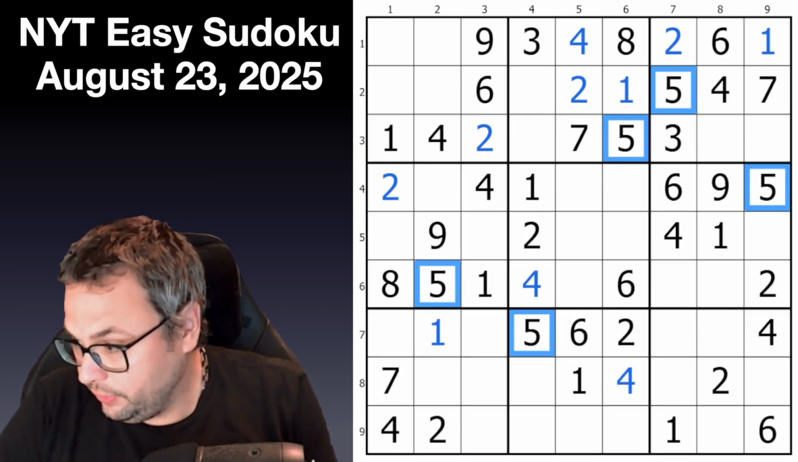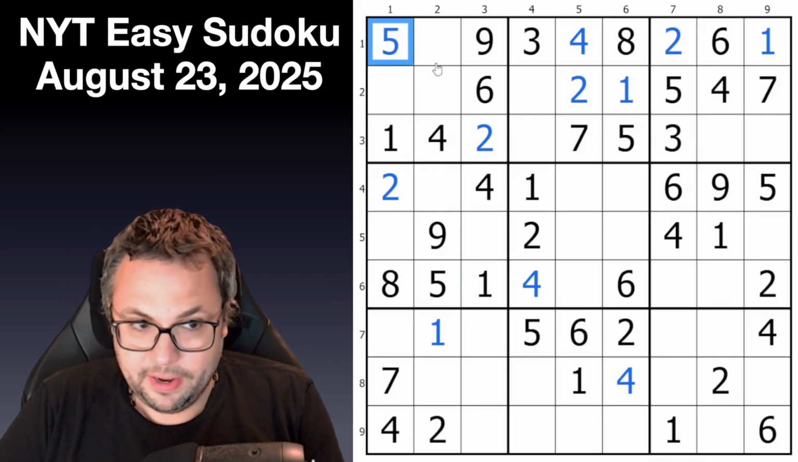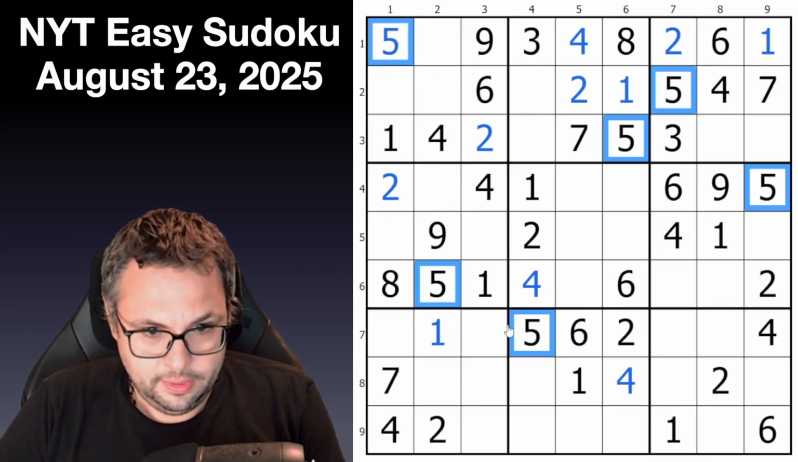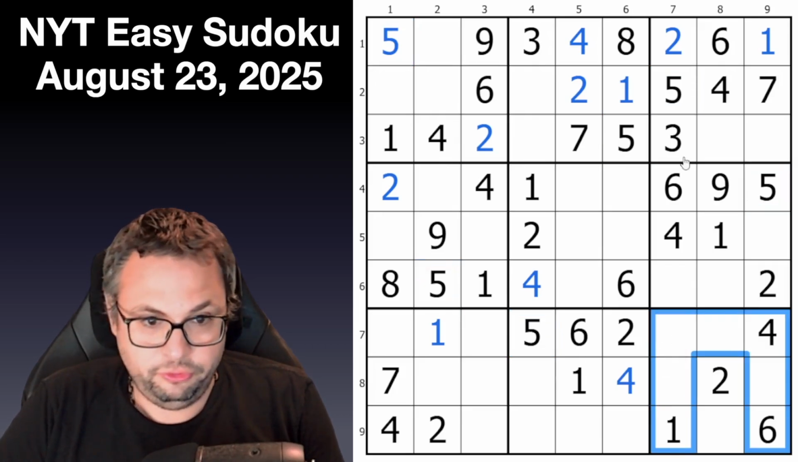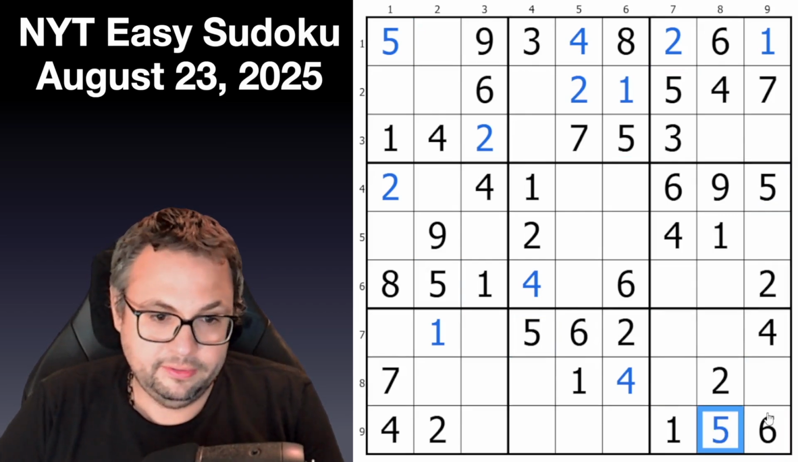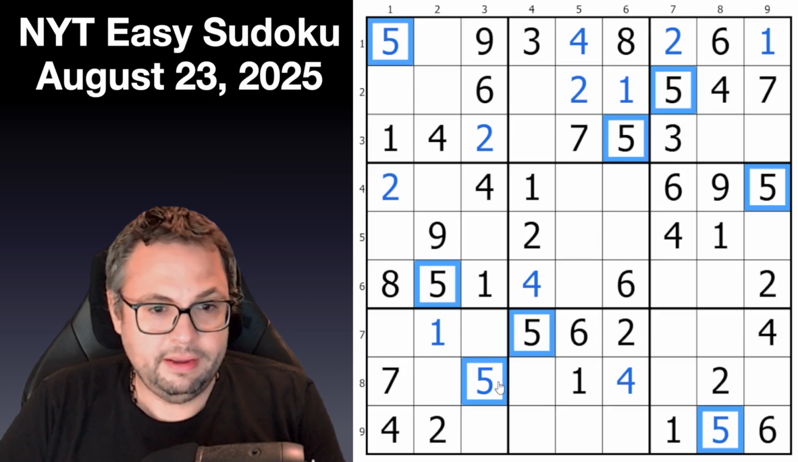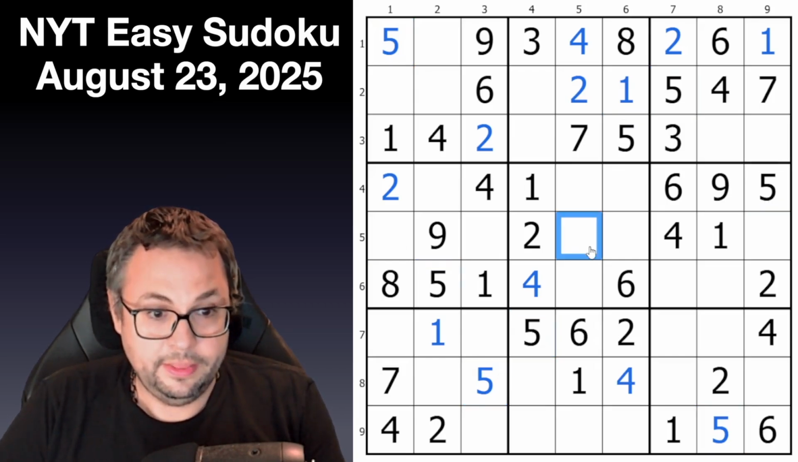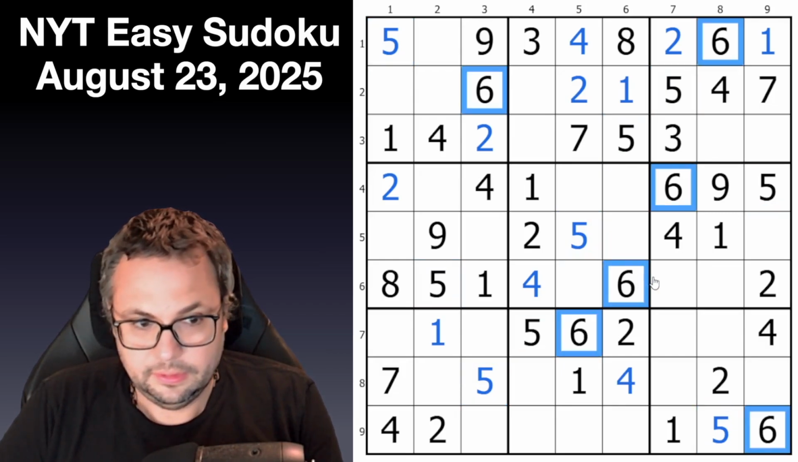So uncreatively, I'll next look at 5s. Let's see. I see I've got the 5 in box 1 nailed down. This combination of horseshoe-shaped 5s, that one, and that one, are going to place the 5 in box 9. Let's see, there's the 5 in box 7. There's the 5 in box 5. And that's all the 5s.